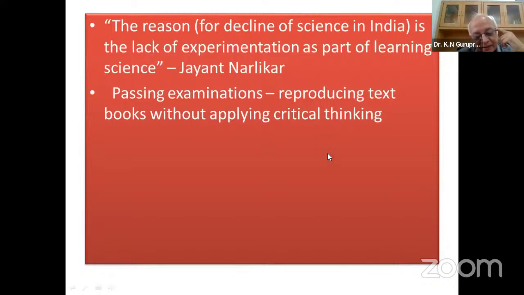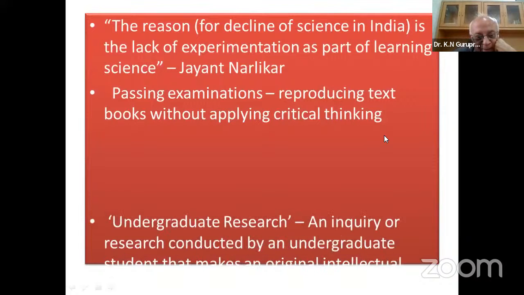Now, this applies to all subjects: over the years, the research component became lesser in our curriculum, and passing examinations and reproducing textbooks without applying critical thinking became a routine practice in our teaching, both in colleges and universities. So the new education policy tries to change this understanding.